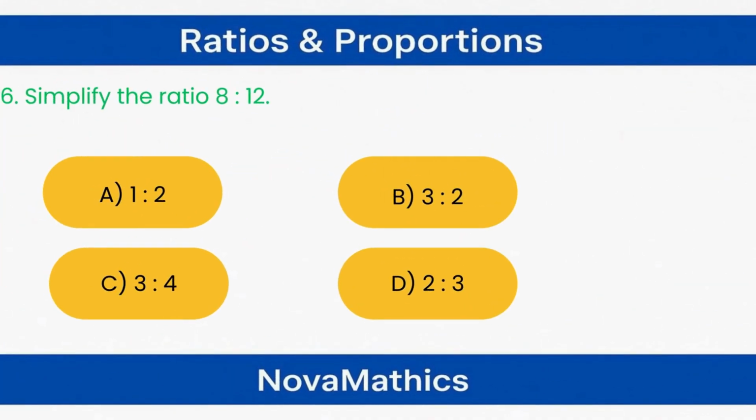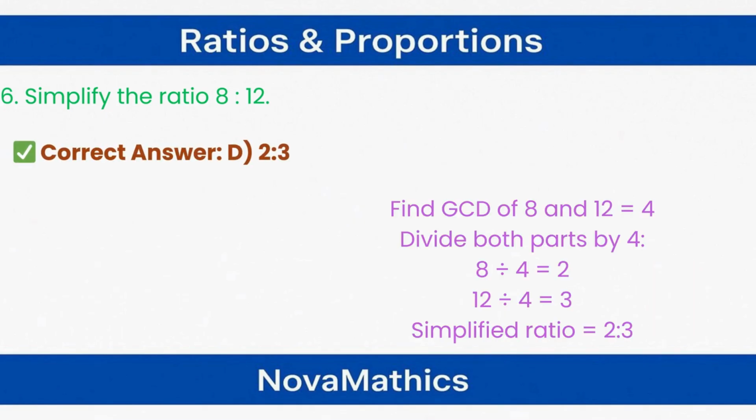6. Simplify the ratio 8 to 12. Divide 8 and 12 by 4. That gives 2 to 3.